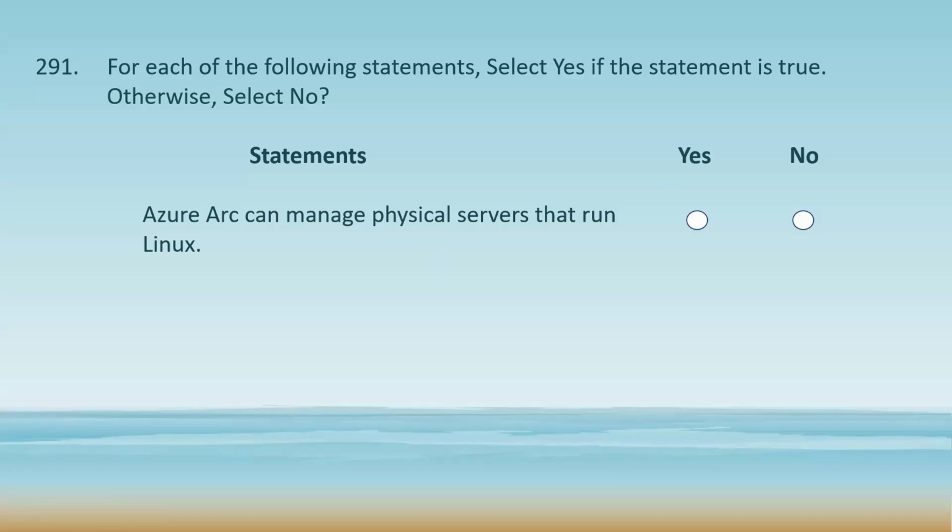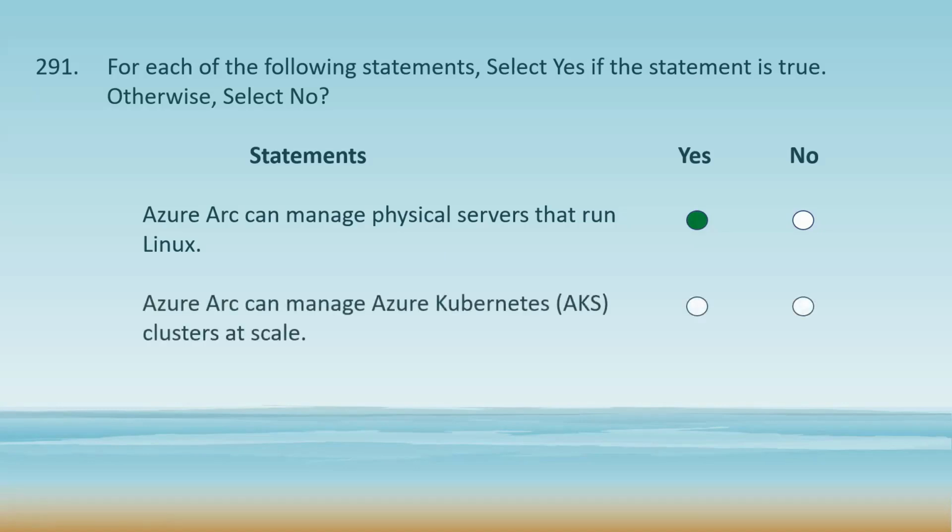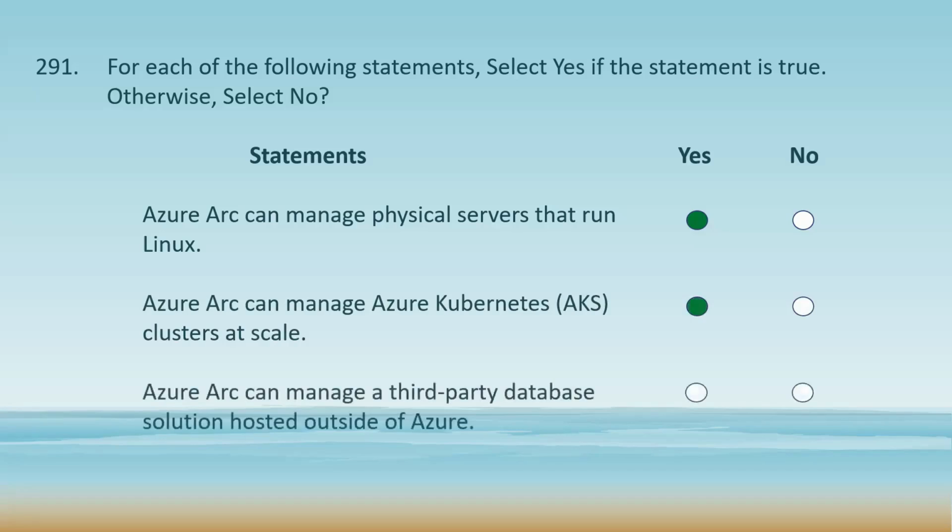Azure Arc can manage physical servers that run Linux. This statement is correct, my friends. Next statement is Azure Arc can manage Azure Kubernetes clusters at scale. This statement is also correct. Let's look at the third statement. Azure Arc can manage a third-party database solution hosted outside of Azure. This statement is incorrect.